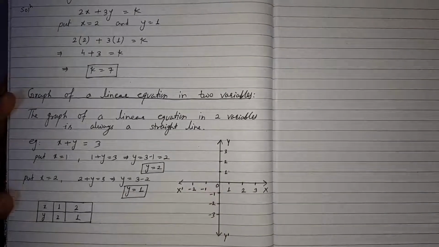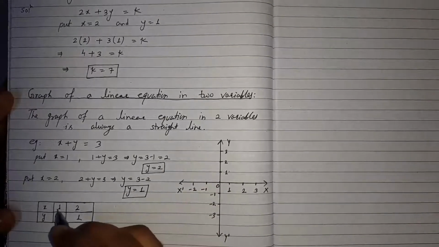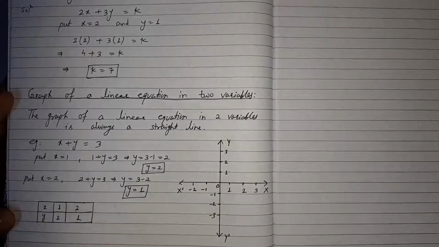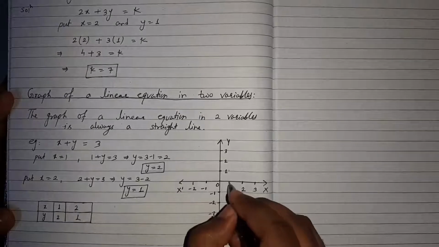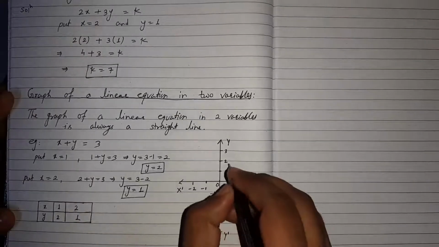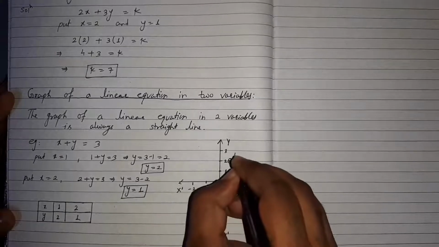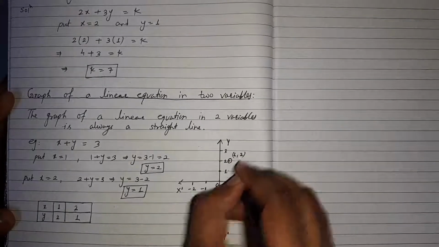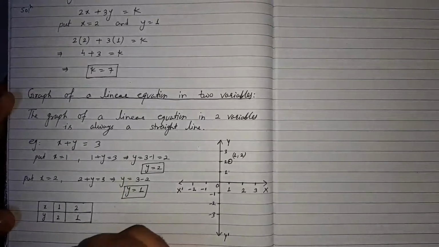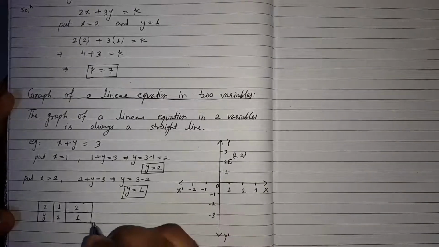The first coordinate is x is equal to 1, y is equal to 2. So first we will go on the x axis. The value of x is 1 and the value of y is 2. So the first point is 1 comma 2. This is the first coordinate, the first solution of this equation, 1 comma 2. So this point we will mark here.